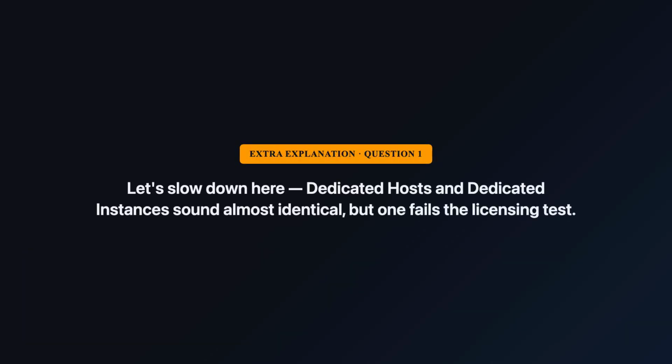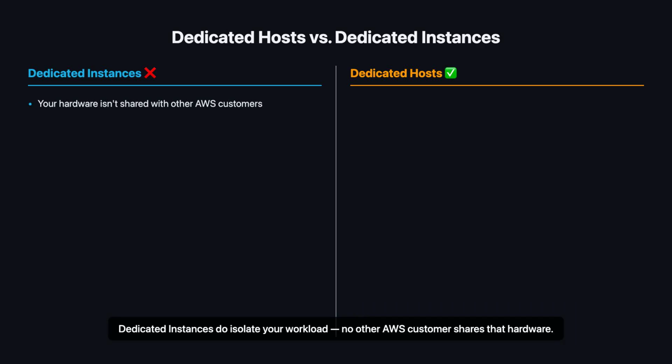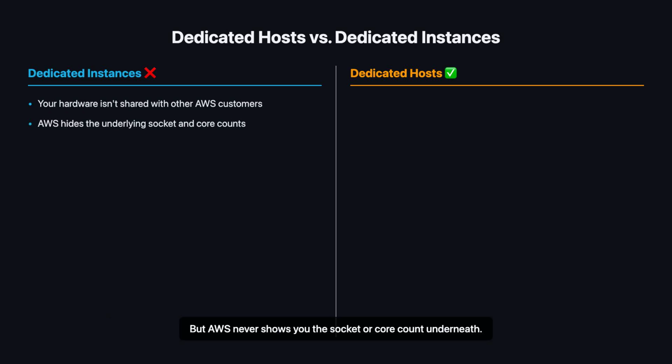Let's slow down here. Dedicated hosts and dedicated instances sound almost identical, but one fails the licensing test. Imagine your software vendor says, "We charge per CPU socket on the physical server, say it has 4 sockets, that's 4 licenses. To comply, you need proof of the socket count." Dedicated instances do isolate your workload. No other AWS customer shares that hardware, but AWS never shows you the socket or core count underneath. You're flying blind on the licensing audit.